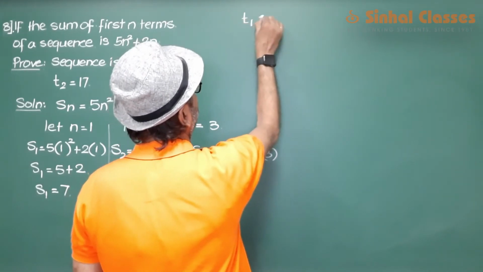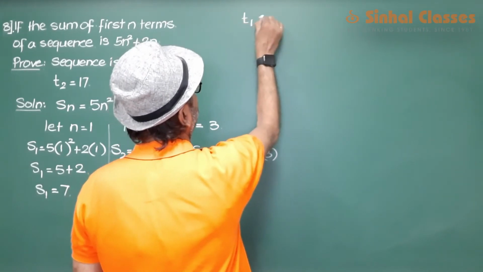Now for multiples of 5: 5, 10, 15 up to 500. Here a is equal to 5, d, the common difference, is 5, the last term Tn is 500, and we are asked to find out how much is Sn dash, S dash n.